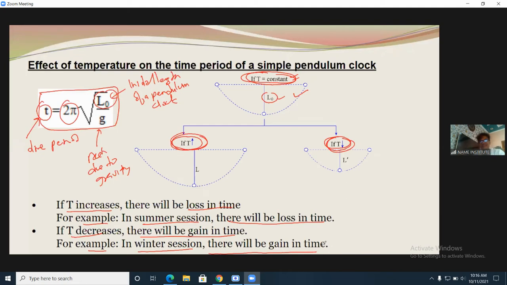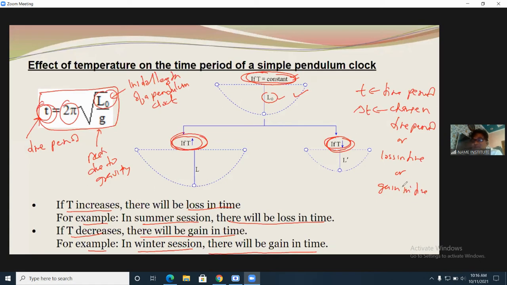Okay, we will discuss in class here. First, listen to me here. What is T? T is the time period. What is this delta T? Delta T is the change in time period, or we can say here it is loss in time, or we can say it is gain in time.